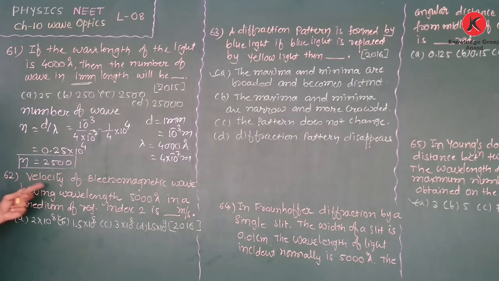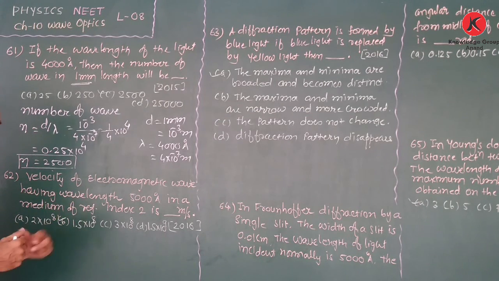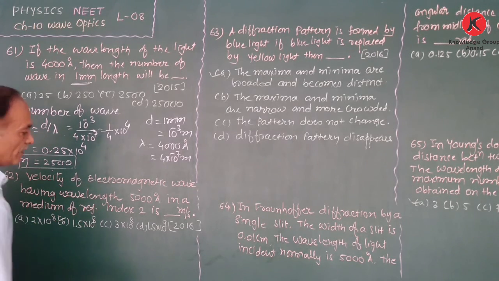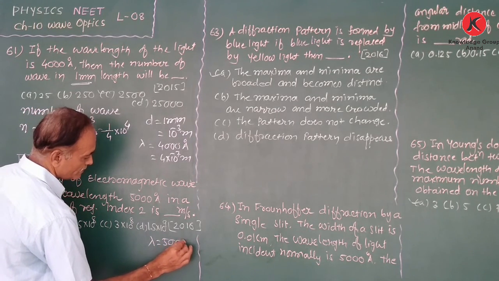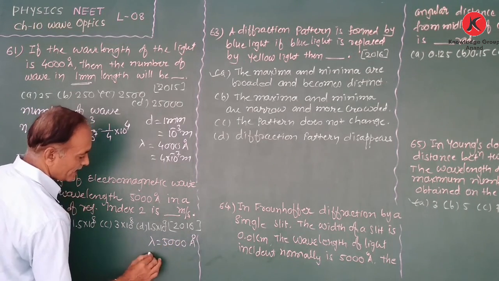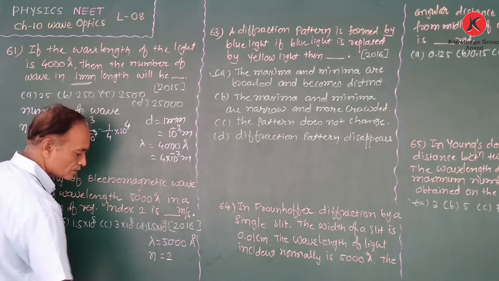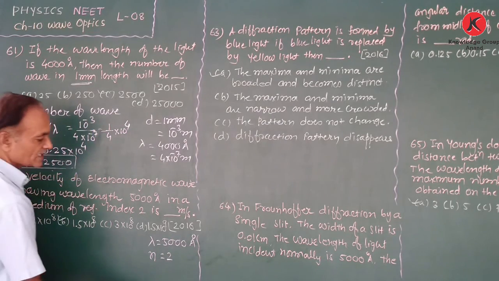Now next is the velocity of electromagnetic waves having wavelength lambda given as 5000 angstrom in a medium of refractive index 2. We have to find out the velocity of light of wavelength 5000 angstrom. Refractive index n is given as 2. What should be the velocity v?